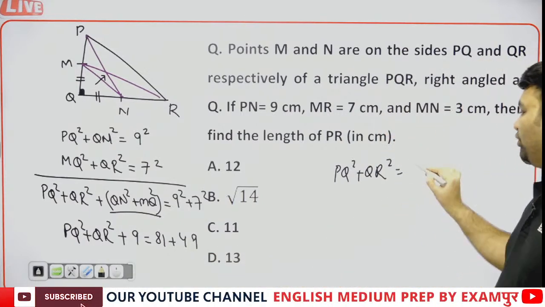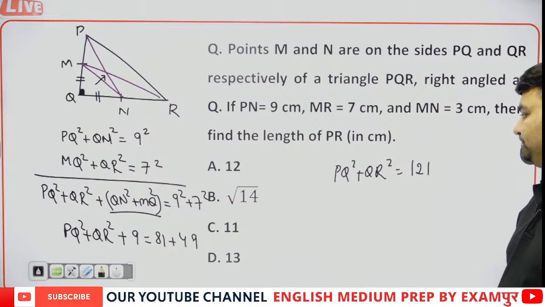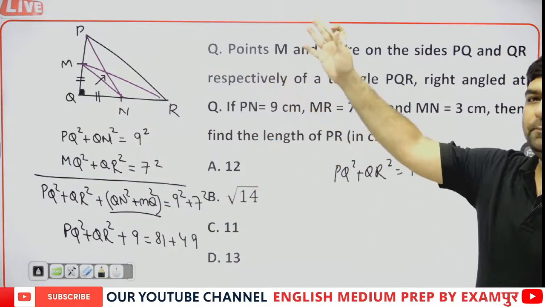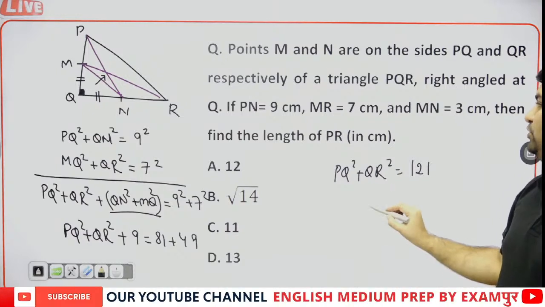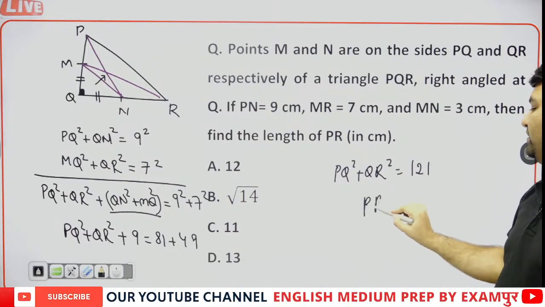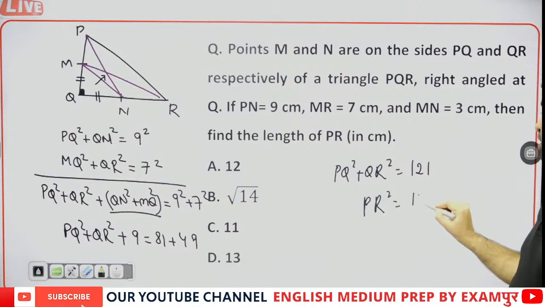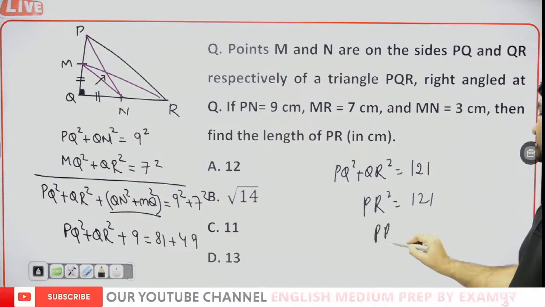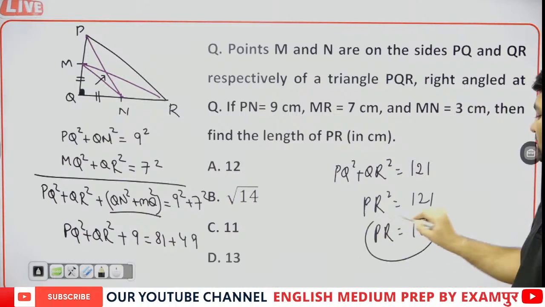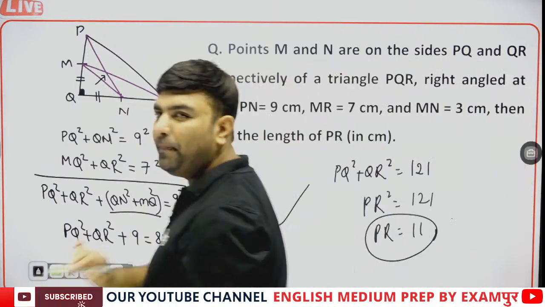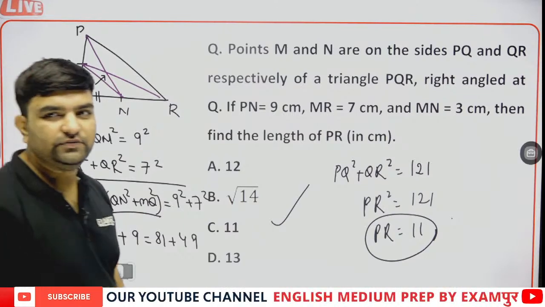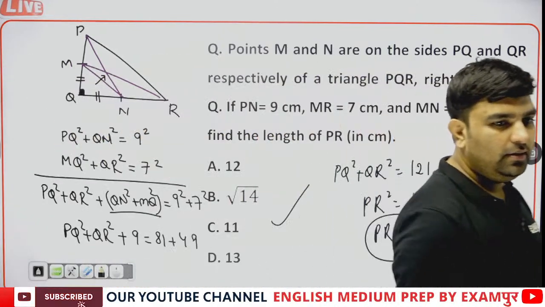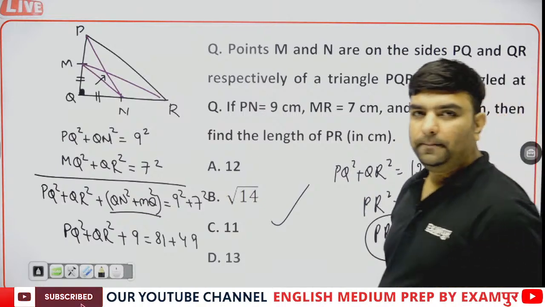So PQ square plus QR square is 130 minus 9, which is 121. And from the bigger Pythagoras, PQ square plus QR square is basically PR square. So 121, so PR is 11. The bigger Pythagoras was there. Is it clear to all?